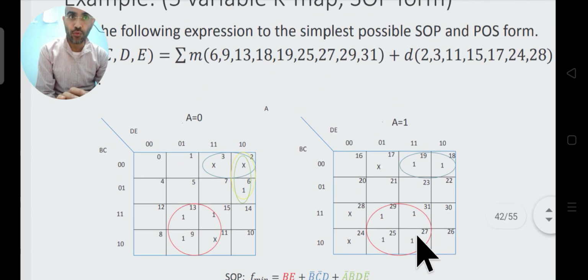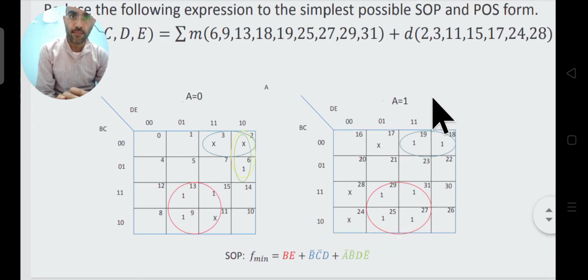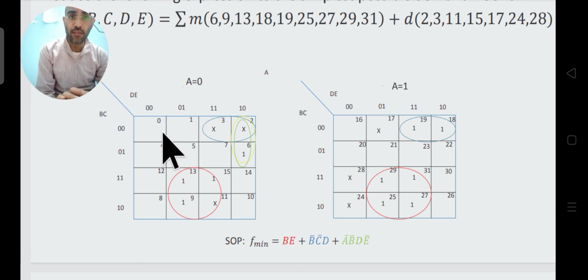First of all we have filled these entries. The places of the entries are 0, 1, 2, 3, 4, 5. These places are the same as the 4 variable K map, and here also these places are the same. So A is 0 here, with B, C, D, E. Again A is equal to 1 for this case, with B, C, D, E. So the order is the same. What we have done is we have used the min terms.